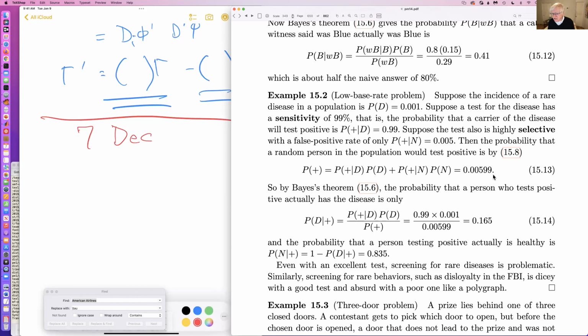So now Bayes' theorem tells us that the probability that a person who tests positive actually has the disease is given by Bayes' formula as being that.